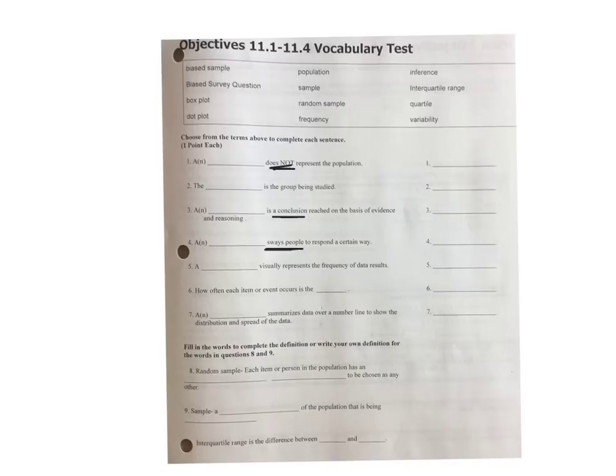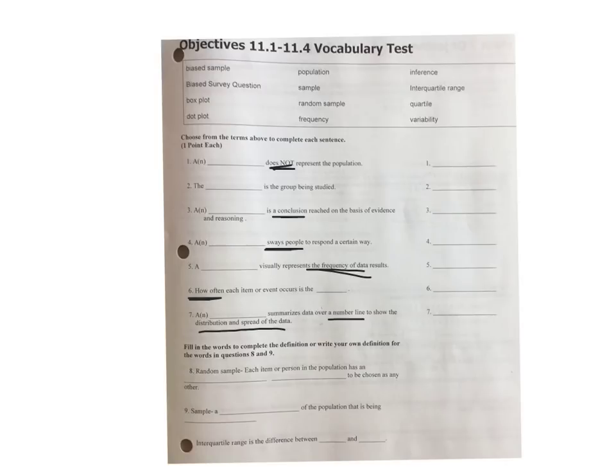Question number 5, this visually represents the frequency of data results. Make your choice from above and write it on the line. Number 6, how often each item or event occurs is called the what. Make your choice and write it on the line. Question number 7, a blank summarizes data over a number line to show the distribution and spread of the data. Pick your word from the box above and write it on the line.